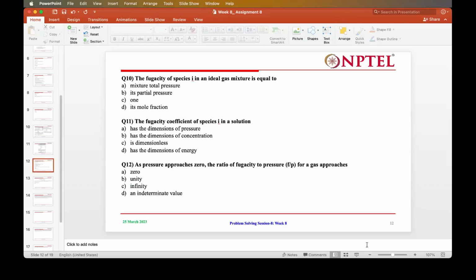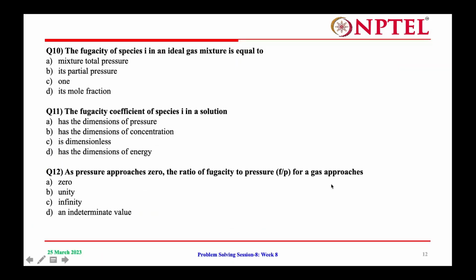As the pressure approaches zero, the ratio of fugacity to pressure, f by P, for the gas approaches what? It might look like infinity, but if you put the limiting condition, it will be unity.